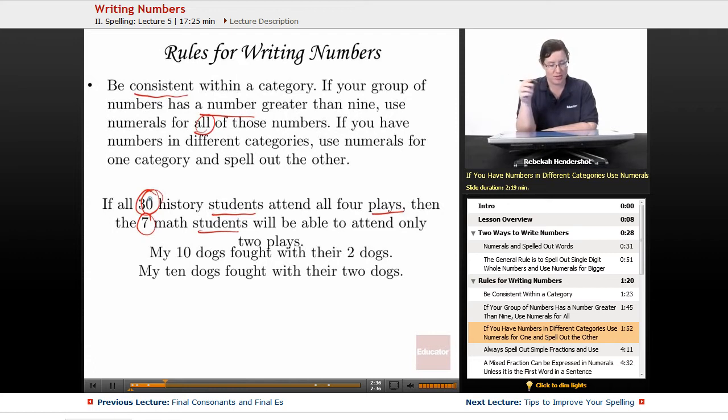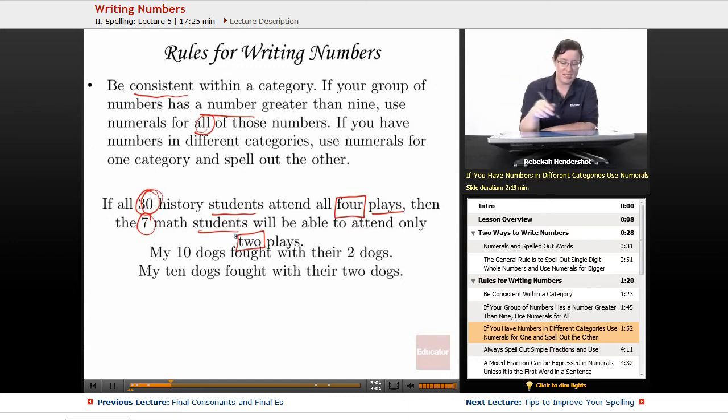But what, you may ask, about the plays? Well, we have four plays here and two plays here. So both of those numbers are less than 9. They're single-digit whole numbers, so you can spell them out, no problem. And because they're in a different category from the student numbers, one set of numbers talks about people, one set of numbers talks about things, totally different categories, then you can use a different set of rules. As long as you're consistent, it usually works out.